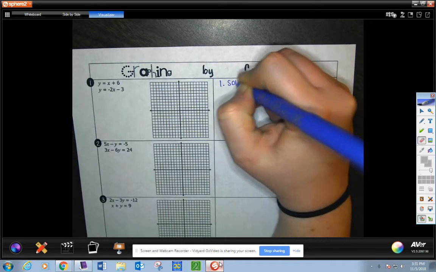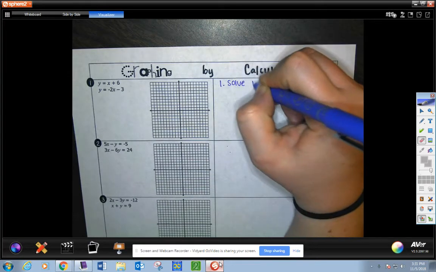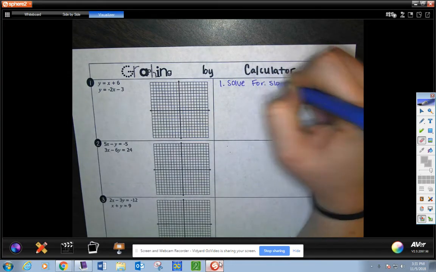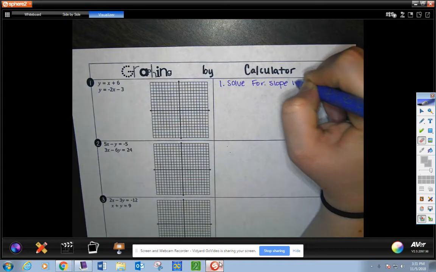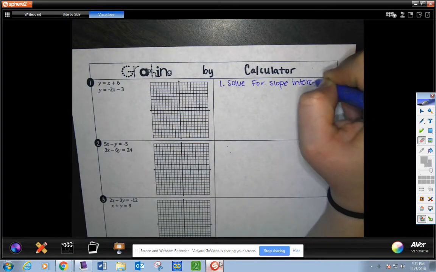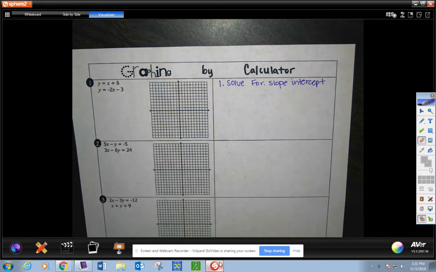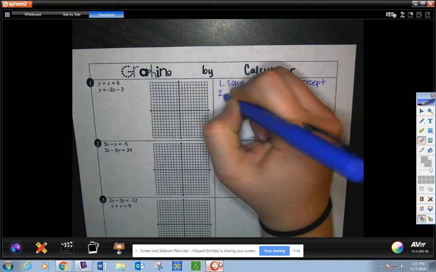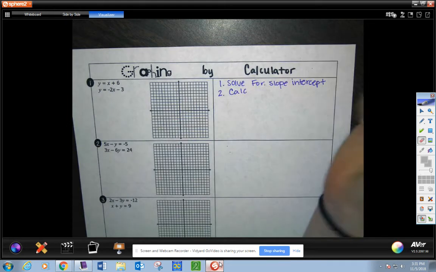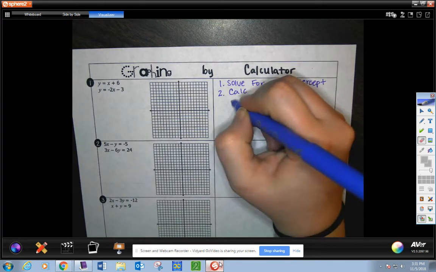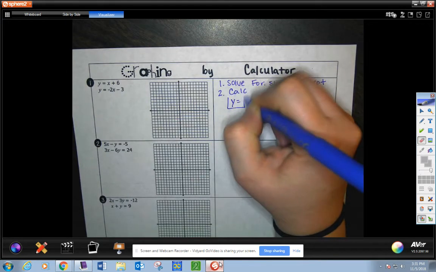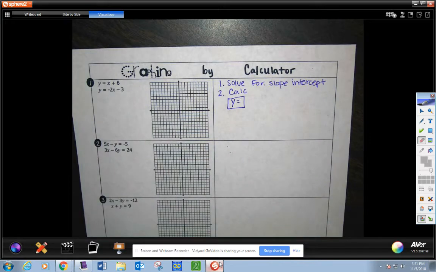We're going to solve for slope intercept. Okay, after you solve for slope intercept, you're going to do all the calculator stuff. So here you go. Here's all your calculator stuff. The first button you're going to hit is y equals, and I'm going to box all the calculator buttons.